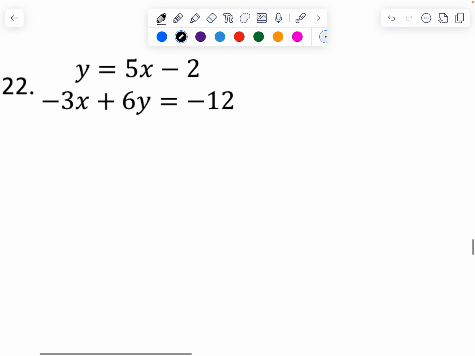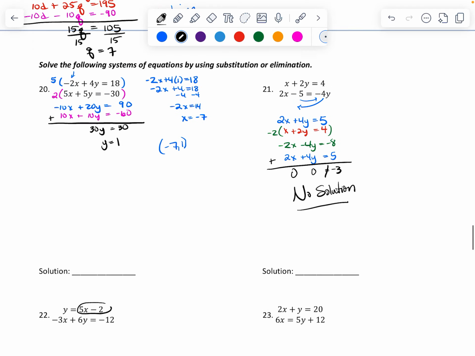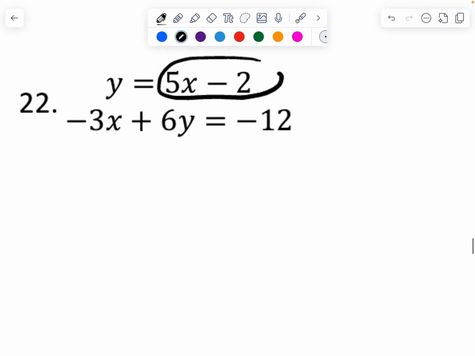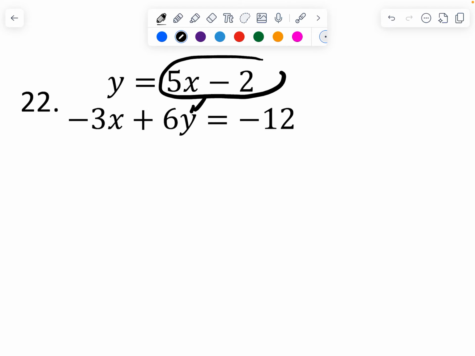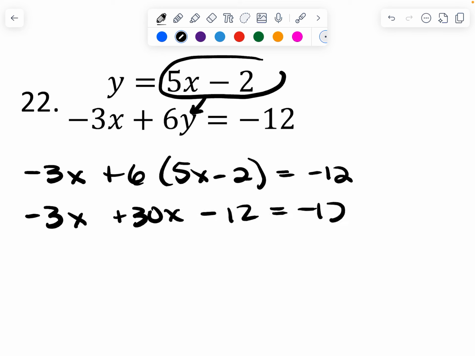Okay, on this one, I'm going to do substitution because it's already set up for substitution. Oh, no. It says either or. So I'm going to plug this in for y right here. So I'm going to get negative 3x plus 6 times the quantity, 5x minus 2 equals negative 12. So I get negative 3x plus 30x minus 12 equals negative 12. So I get 27x minus 12 equals negative 12.